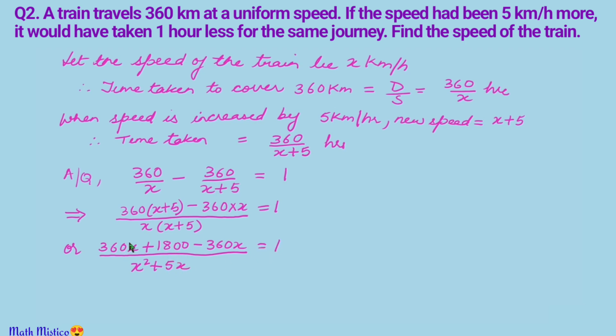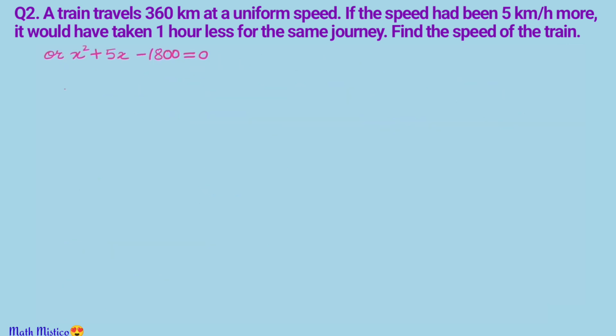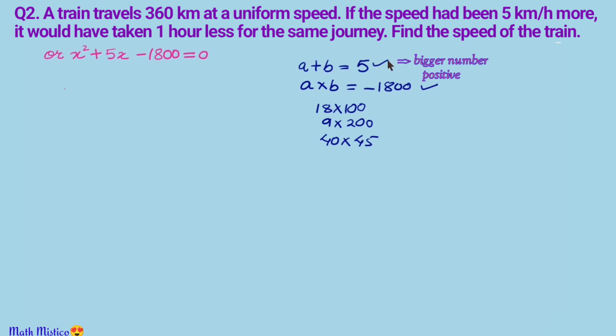360x and minus 360x cancel, and cross multiplying, 1800 is equal to x square plus 5x, or x square plus 5x minus 1800 is equal to 0, which represents the given situation. So here a plus b is equal to 5 and a into b is minus 1800. Break it into more pairs. Negative sign means the numbers will have opposite signs and will be subtracted.